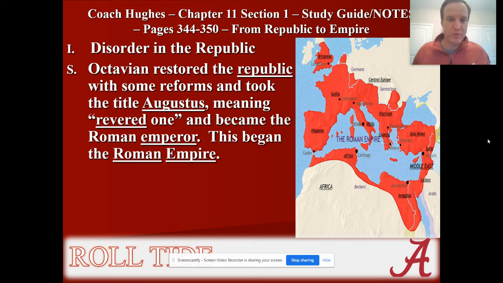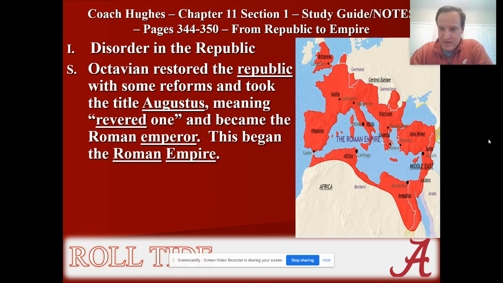Octavian restores the Republic with some reforms, and he eventually takes the title Augustus, meaning revered one. And it's really when Octavian changes his name from Octavian to Augustus that this starts the change from the Roman Republic to now the Roman Empire. And the empire will be led by dictators with some guidance from the Senate, but the dictators are now officially in charge. And this is a big, big transition. Usually people look at it from when Octavian changed his name from Octavian to Augustus. This marked the end of the Roman Republic and the official beginning of the Roman Empire.